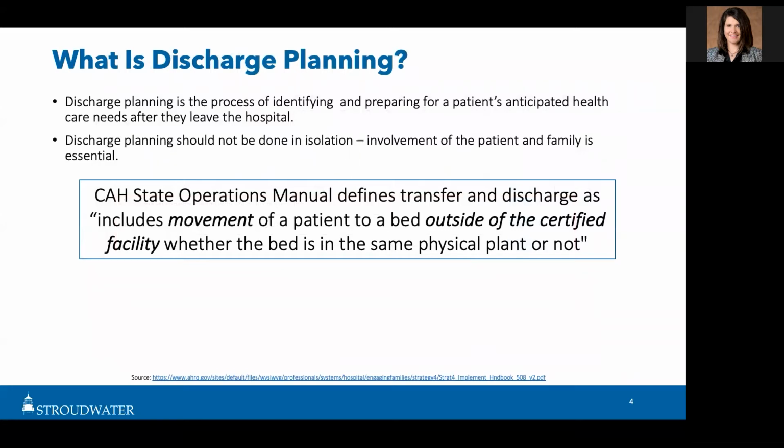So what is discharge planning? It's really the process of identifying and preparing your patient for any healthcare needs after they leave the hospital. Whether that be from your inpatient unit, from swing bed, or if you're discharging a patient from your skilled nursing facility, there's a process that involves discharge, and there's a planning process that goes along with that. The Critical Access Hospital State Operations Manual defines transfer and discharge as any movement of a patient to a bed outside of a certified facility, whether that's in the same physical plant or not.